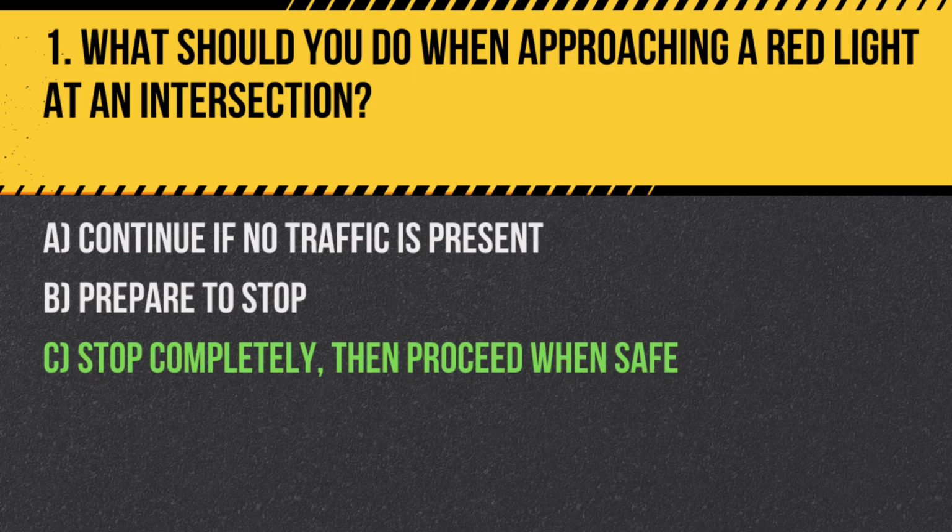Answer. C. Stop completely, then proceed when safe. When approaching a red light at an intersection, you must stop completely and only proceed when it is safe and legal to do so.